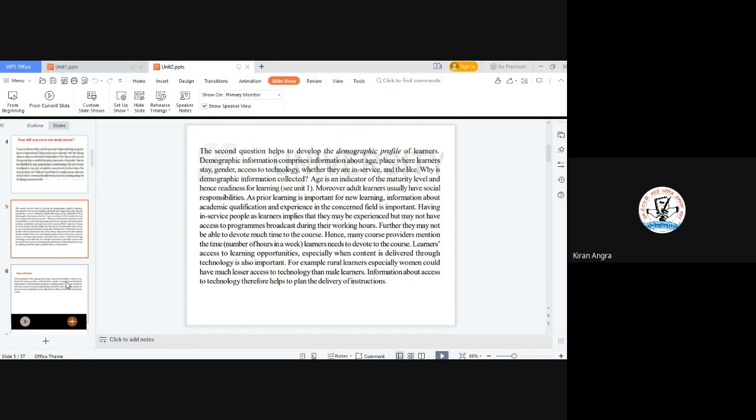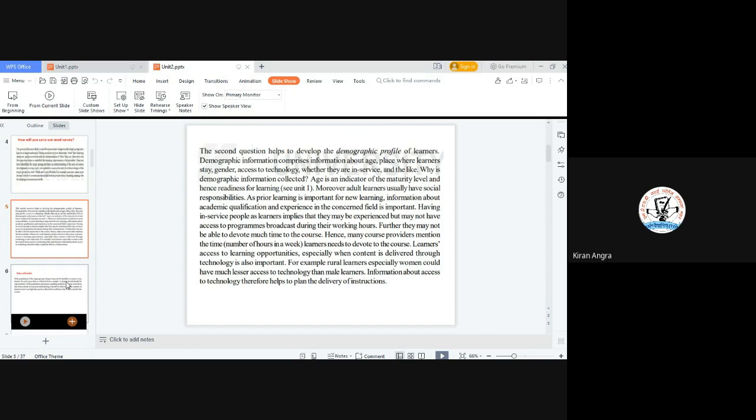...to how they will be delivered. Especially, if you see, I said, what is the gender? Usually, if you see, women could have lesser access to technology than male learners. So the information about access to learners helps to plan how the instruction will be delivered.